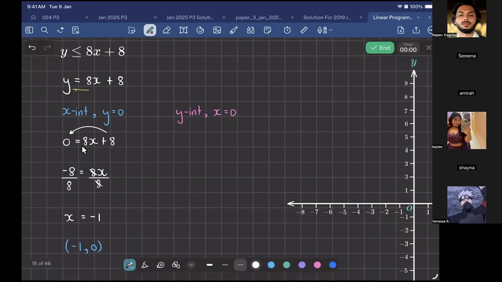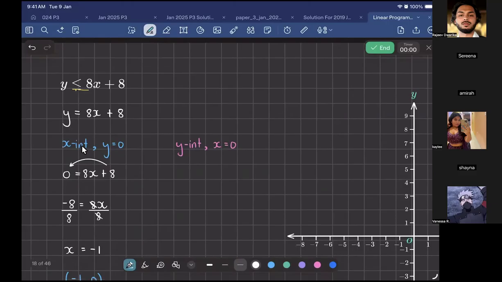Y-intercept time. So for the y-intercept, what do we know? Is the y-intercept what gives you trouble? All right, if we are talking about the y-intercept, at the y-intercept, x is equal to 0. So if x is equal to 0, what should I write?